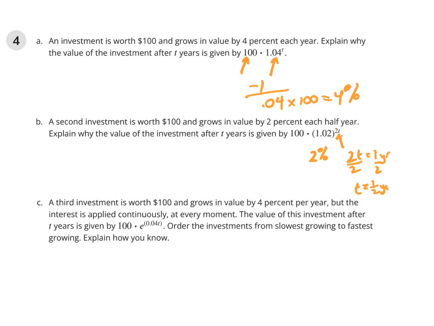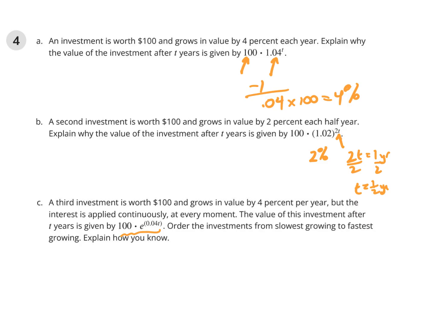A third investment is worth $100 and grows in value by 4% per year, but the interest is applied continuously at every moment. The value of this investment is given by the equation. Order the investments from slowest growing to fastest growing. So what you're going to do is put all three equations in y equals, and we're going to compare.